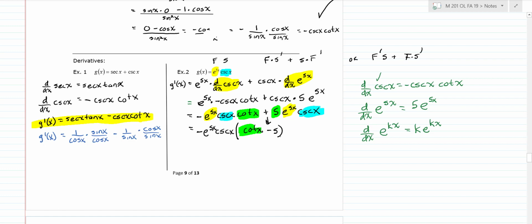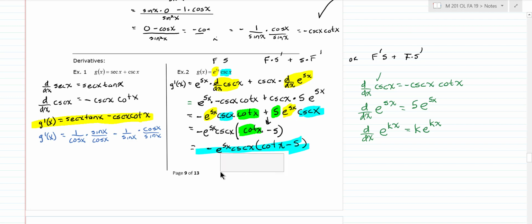You don't really need to use identities. Can't really think of any reason why you would necessarily need to do that. So I think that's a good answer to the problem then, okay? But if you have factoring that you can do, that's always a good thing to consider when you simplify your derivative. All right, so that is it.